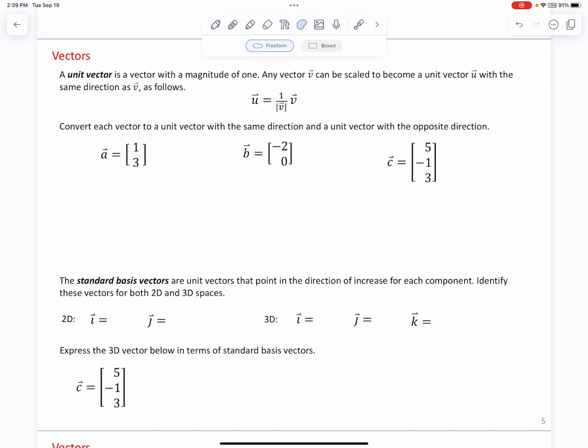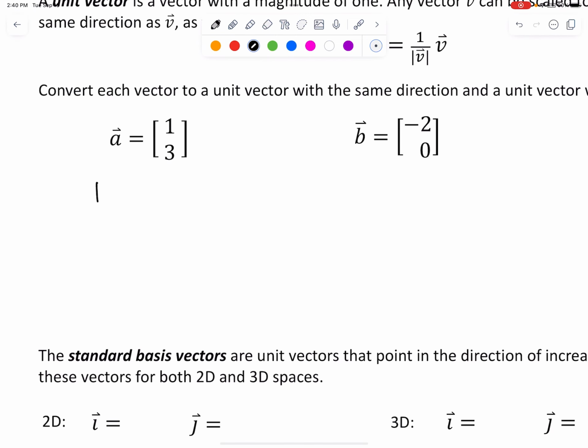Any vector v can be scaled to become a unit vector, u, with the same direction as v as follows. Take the vector v and scale it by 1 over its magnitude, and this will produce a vector whose length is 1. So in these cases, we first must find the magnitude of the vector, which will be the square root of the sum of the squares of the components, so 1 squared plus 3 squared, and we get radical 10. And then we take the vector a and basically divide every entry by its magnitude.